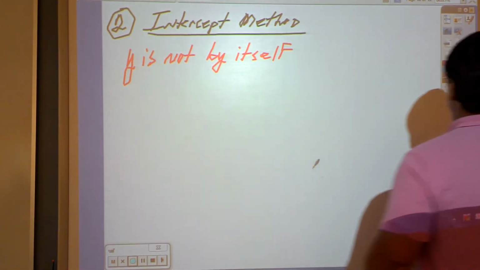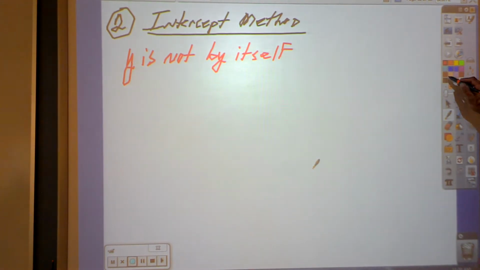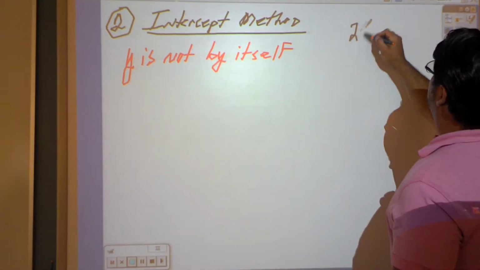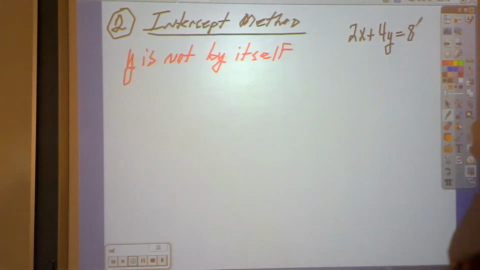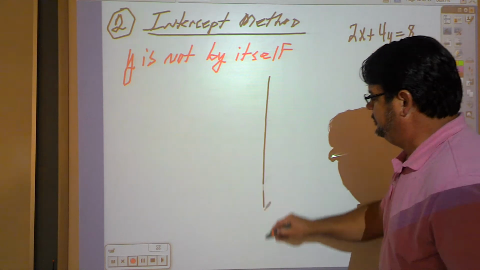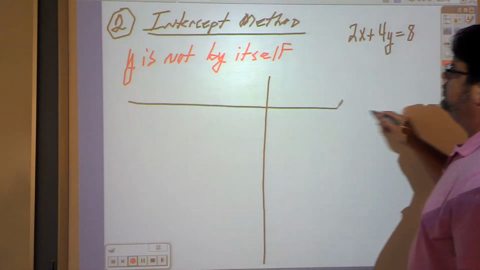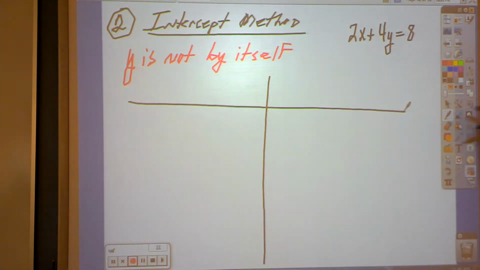What do you do first? Well, let's give you an example first. 2x plus 4y is equal to 8. All right, there's an example of a method 2. First thing you do is you draw a big table. Big enough to put an equation on each side. All right?